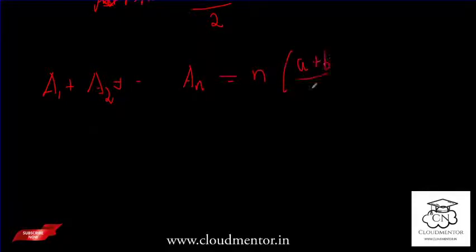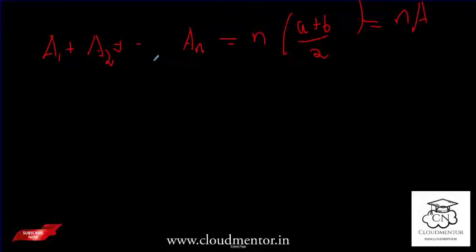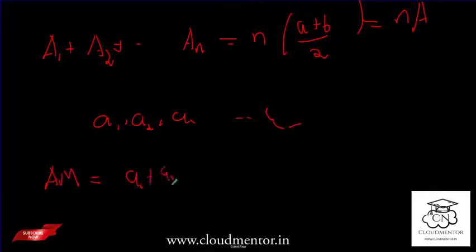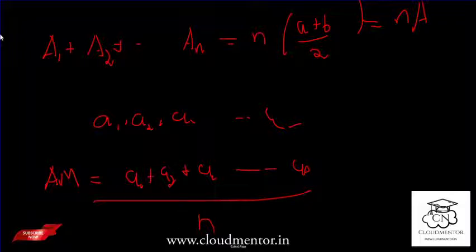Now some properties or notes to be taken. The sum of n arithmetic means between A and B is n times the arithmetic mean of A and B. That is, I can write, a1 plus a2 plus etc. up to an will be equal to n times (a plus b) by 2, that is n times AM. And the arithmetic mean of n positive numbers a1, a2, a3, etc. up to an is AM equal to (a1 plus a2 plus a3 plus etc. up to an) divided by the number, that is n. So let's move to a problem now.